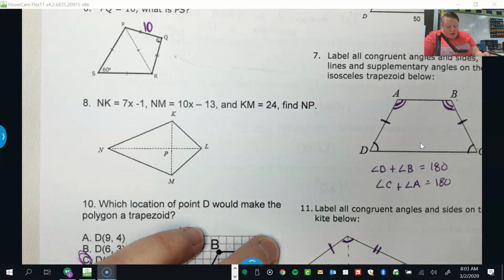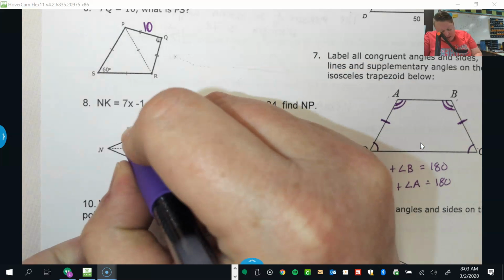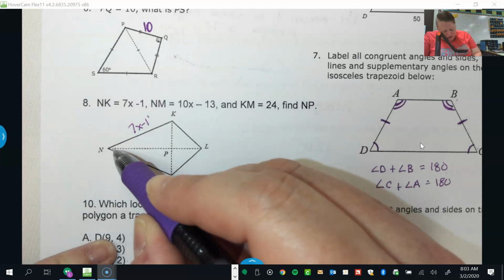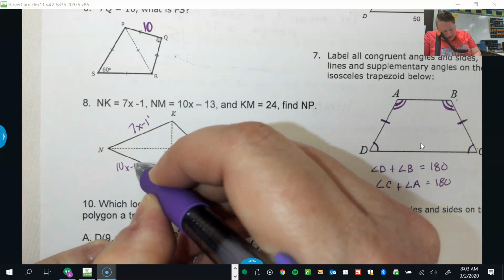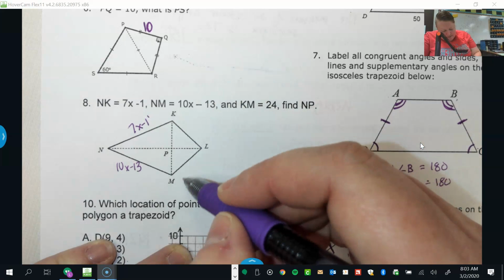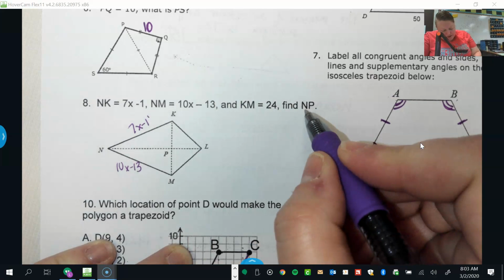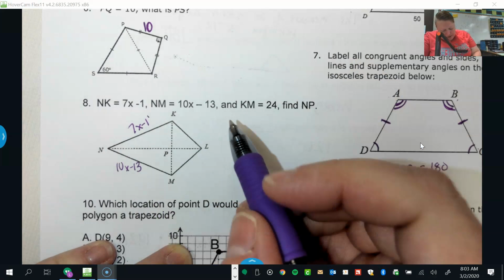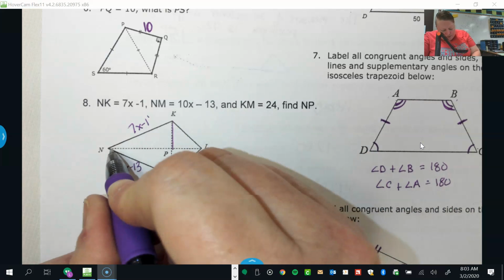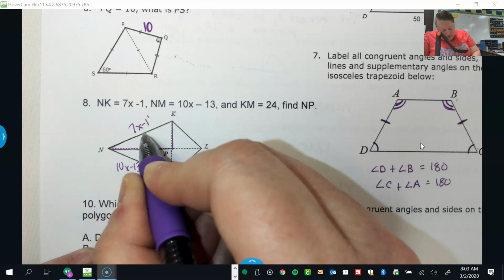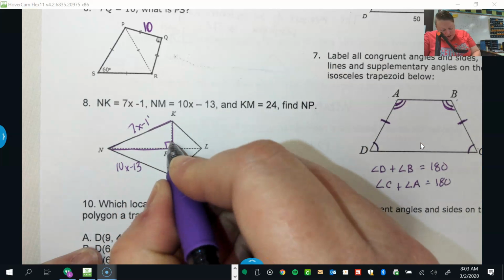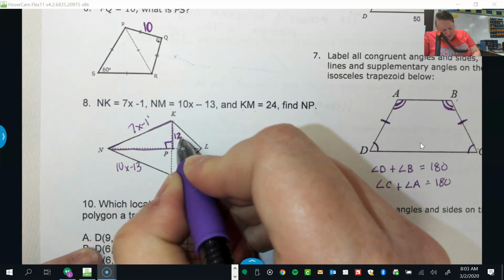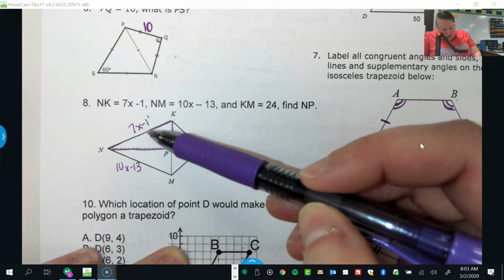I realized I accidentally skipped number 8. So NK is 7x minus 1. NM is 10x minus 13. And KM is 24. Find NP. Okay, so what I'm going to do is work on getting a right triangle here, so I can use Pythagorean theorem. If KM is 24, then I know this is 12, all right? So I need to solve for x and figure out what this is.